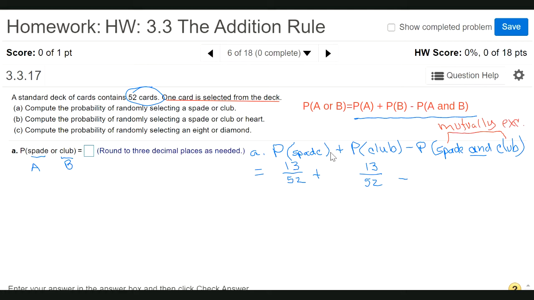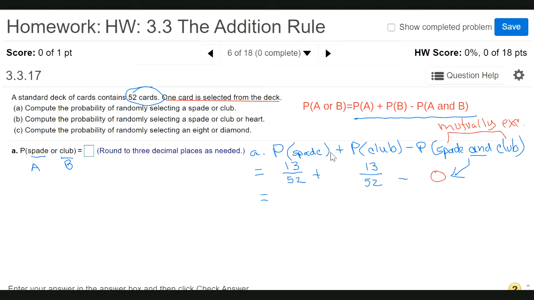Since they're mutually exclusive, there are no outcomes in common, so the probability of a card being both a spade and a club is 0. So I don't need to do the subtraction part, but it's useful to show it because at least I thought it through. You should always think through whether or not there's an overlap. And then all I have to do is add these first two fractions.